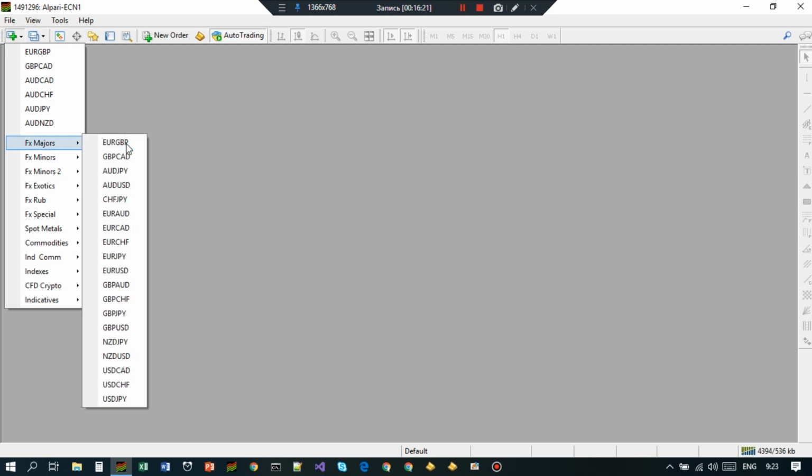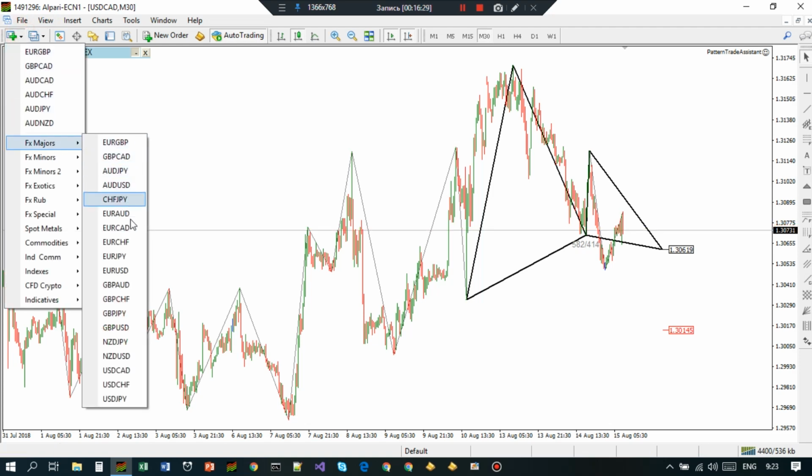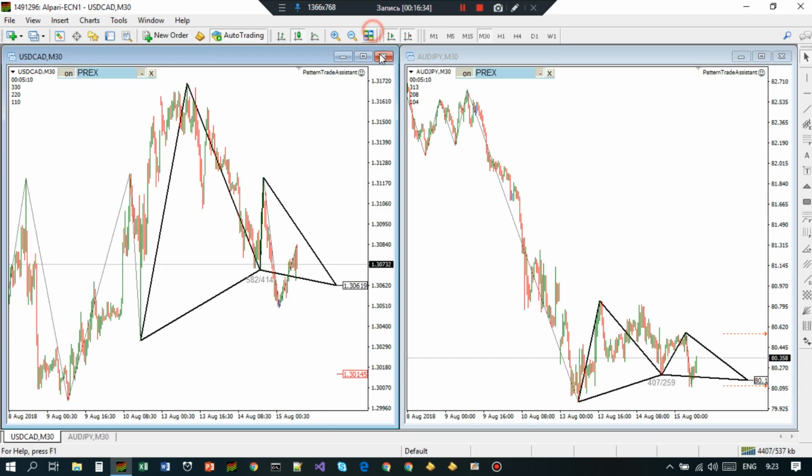No patterns yet, at least no completed patterns. Aussie yen already completed, dollar Canadian already completed. Both of them are moving towards targets, and it is a bit late to enter them. So if they retest the original entry, then we can re-enter them. So let me show you these charts. USD Canadian is this, and Aussie yen is somewhere here. So these are the two trading possibilities.